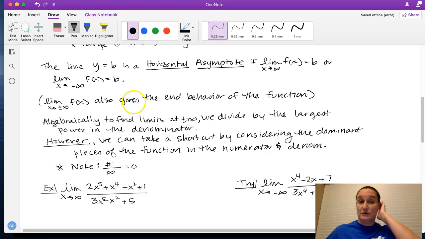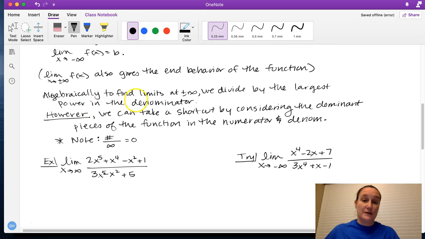Also, if you don't have a horizontal asymptote, those limits give you the end behavior of the function. So if they equal infinity or negative infinity, it's telling you what the end behavior of the function is. Algebraically, to find limits at plus or minus infinity, we divide by the largest power in the denominator. I'll show you that in the first example. However, there's a shortcut that you can take.